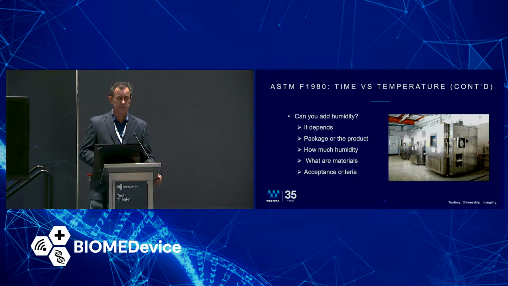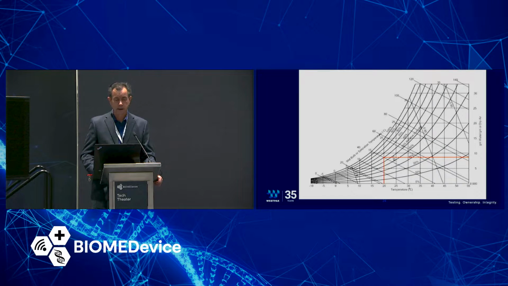And what should our acceptance criteria be? Okay, so let's take a little look at what humidity might look like. And this here is a basic psychrometric chart. So it basically illustrates the dry bulb temperature on the x-axis and the wet bulb temperature, and that's what is used to measure relative humidity.